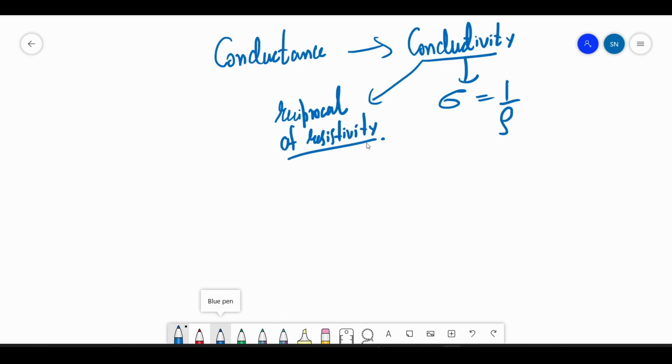Correct? So sigma is 1 upon rho. Now what is G equivalent to? 1 by R, right? What is R equivalent to? Rho L by A. Won't it be reciprocated and it will be A by rho into L?